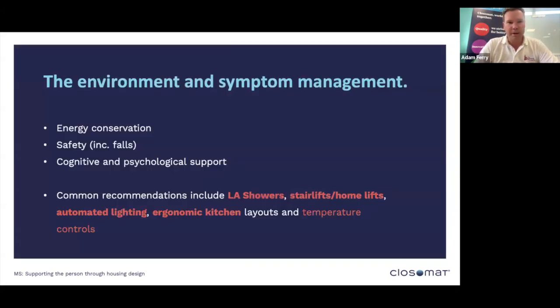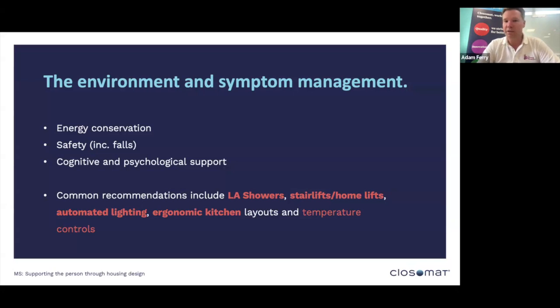And the environment and symptom management. So we need to be thinking about energy conservation, safety within the environment, including falls, and not just fall prevention, but fall recovery. Delayed initial recovery is incredibly important for anybody who is at a risk of falls. Sometimes we have to accept that people are going to fall, but how they recover following a fall has a significant impact on their functional and health outcomes. And providing cognitive and psychological support.